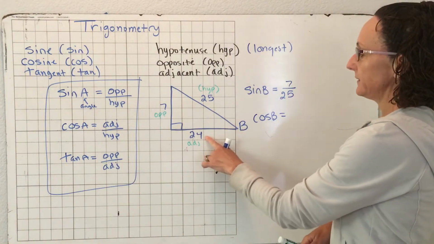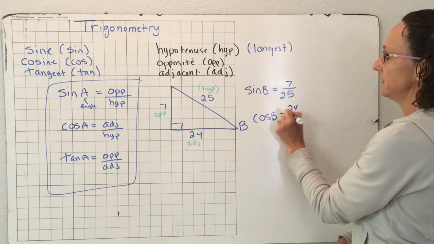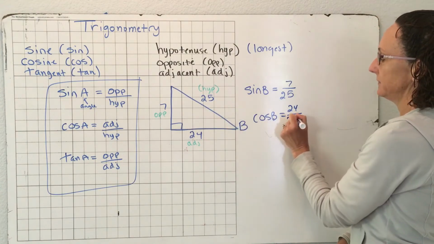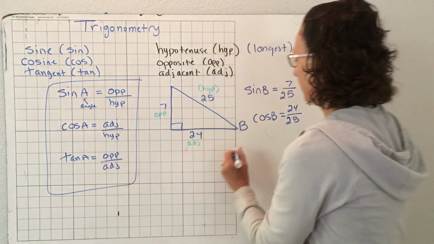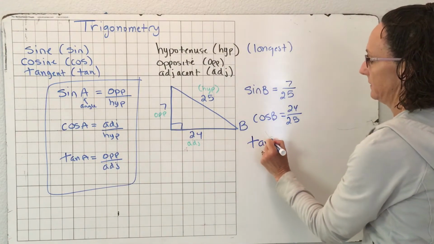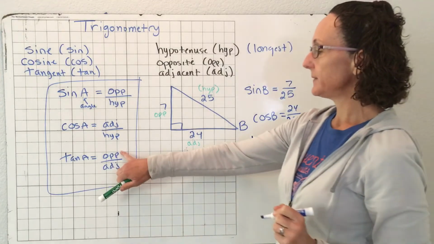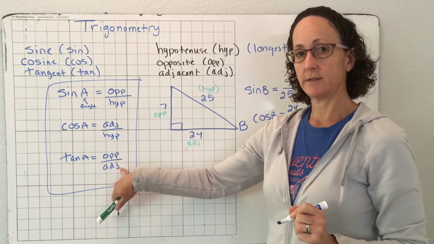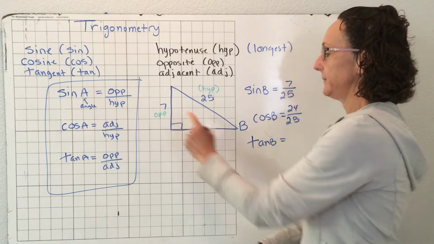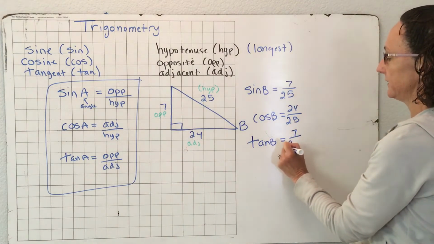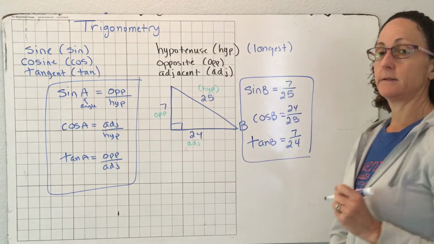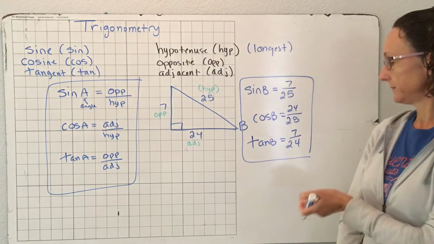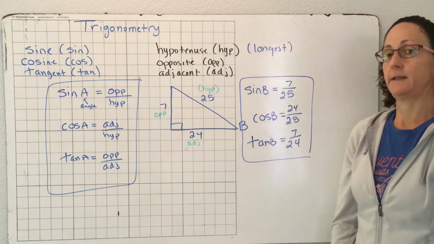The cosine of an angle is the adjacent divided by the hypotenuse. So from B, the adjacent is 24, the hypotenuse is 25. And the tangent of an angle is the opposite side divided by the adjacent side. So from B, the opposite is 7 and the adjacent is 24. And that's it. Sine, cosine, tangent are ratios. So these are the answers.